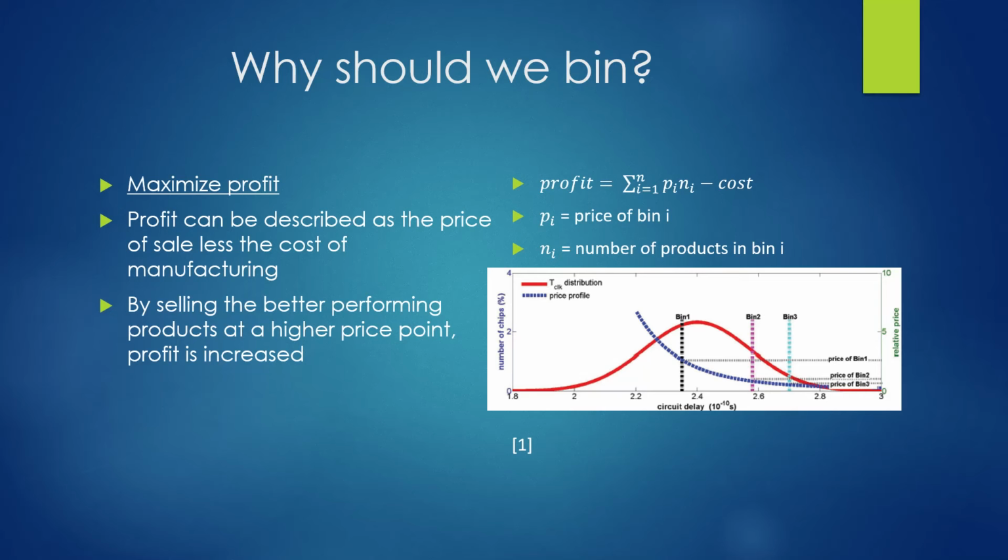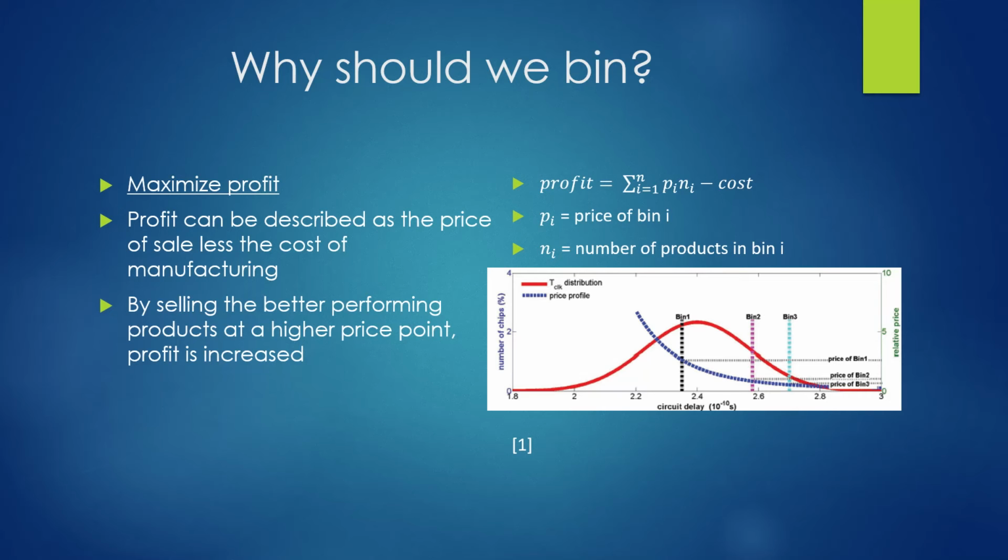And these bins are often chosen in an intelligent way to try to increase the profit even more, essentially maximizing it. So a more complicated way to describe the profit here is the sum of the price of each bin times the number of products in that bin to get the overall gross, and subtracting the cost from that to get the profit.